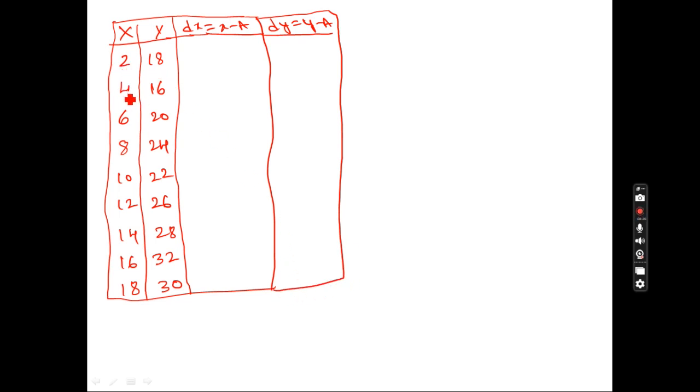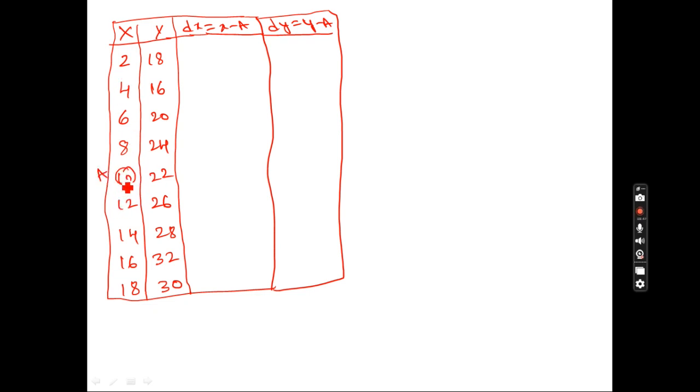So in the given problem, how many observations are given? 9. Okay, count it. 1, 2, 3, 4, 5, 6, 7, 8, 9. 9 are given. So you take a middle number. When an even number of values are given, you take either of the two middle ones, first or second. If an odd number of values are given, whichever number is in the middle, that we should take as a. So now I'm selecting this as a.